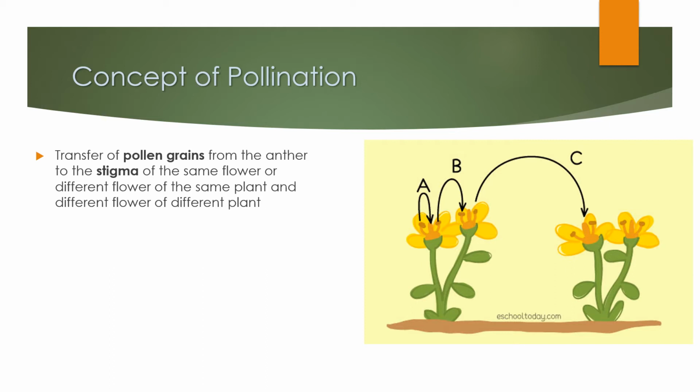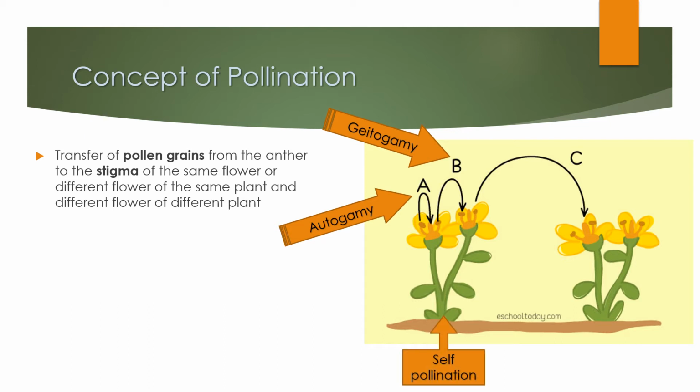It may be in the same flower of the same plant, it may be the same plant but a different flower, or it may be a different flower of a different plant. The first one, where the pollen grains are transferred in the same flower of the same plant, is known as autogamy. The next one, where the pollen grains are transferred in the same plant but in a different flower, is known as geitonogamy. In both cases, the plant is common, and that's why it is known as self-pollination.